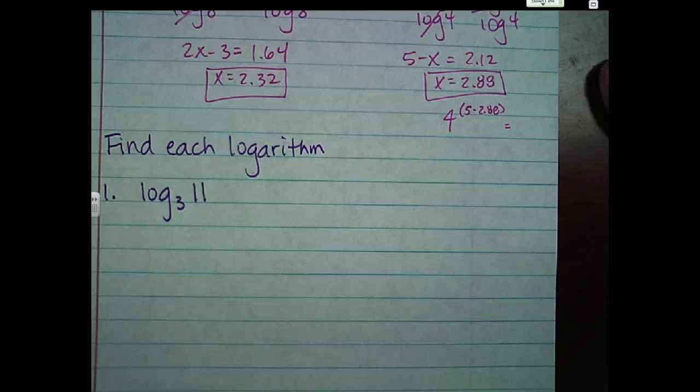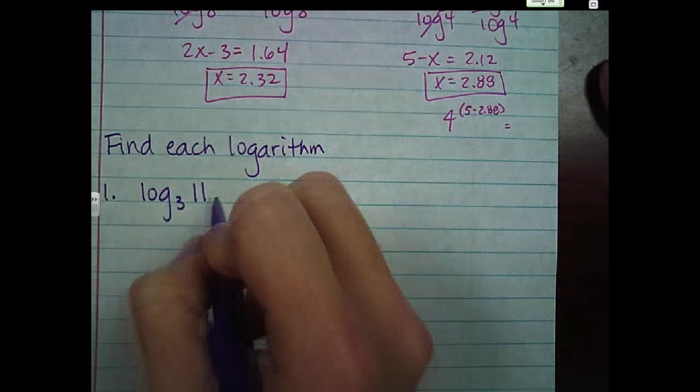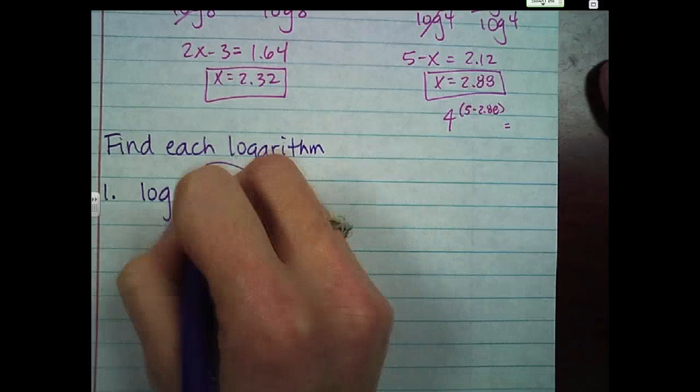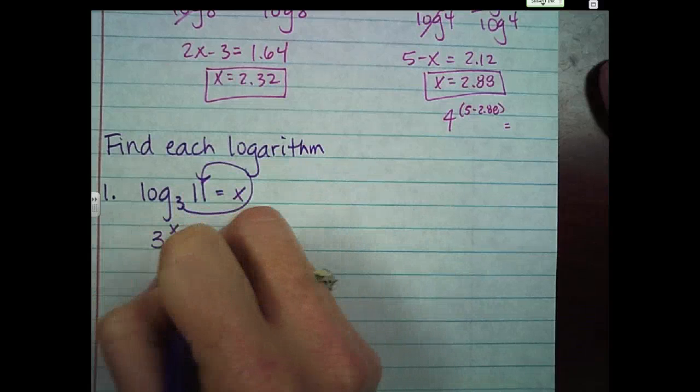What exponent gets me from 3 to 11? I don't know. 3 squared is 9 and 3 cubed is 27. So I know the answer is close to 2, because 3 squared is 9. So it's a little bit over 2. So you're actually going to work it the same way you've done all the others. You're going to set it equal to x and say, well then 3 to the x is 11.